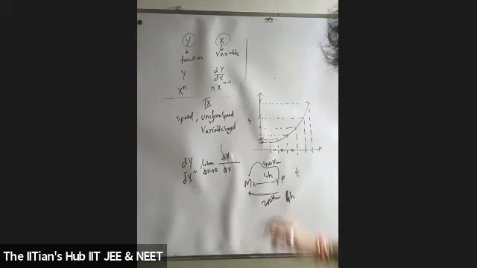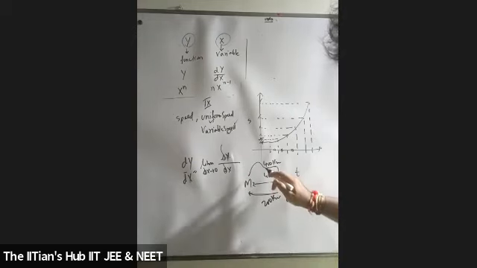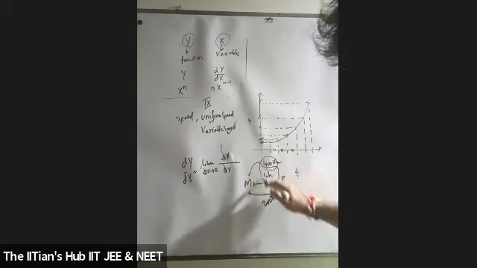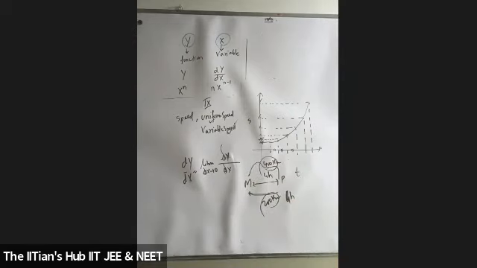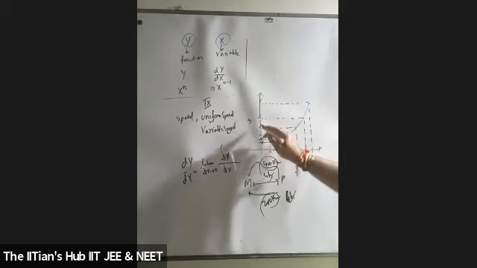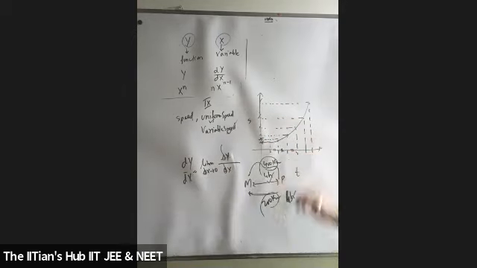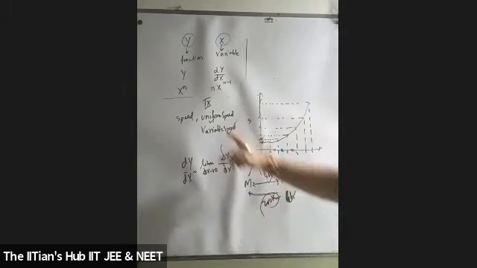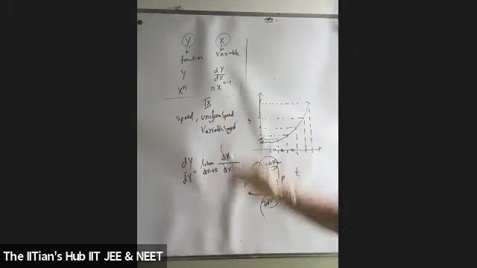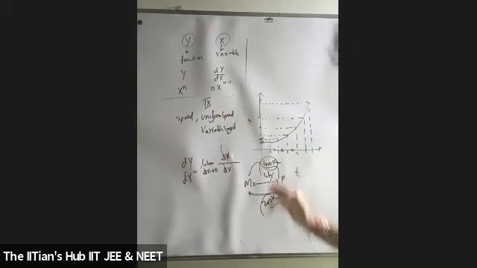Is the body covering equal distance? No. Unequal distance. Is the time the same? Yes. When the body covers unequal distance in equal interval of time, what will this be? Is it uniform speed or variable speed? Variable speed. This is variable speed.